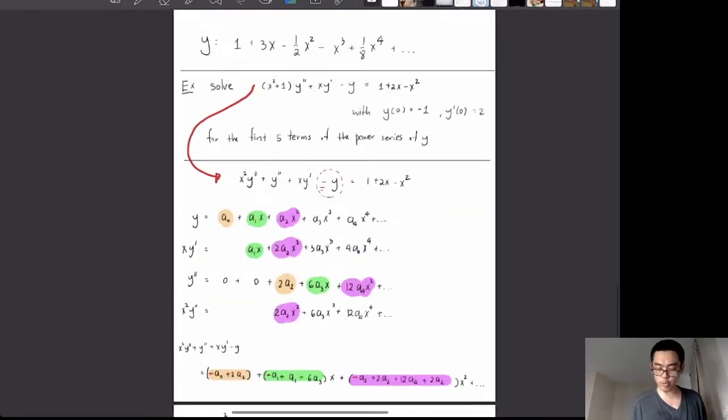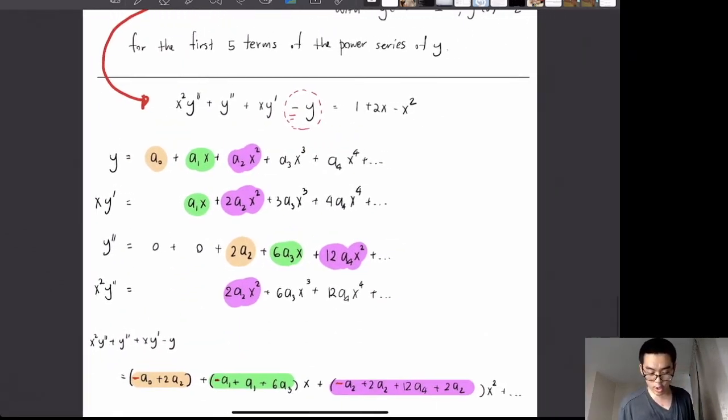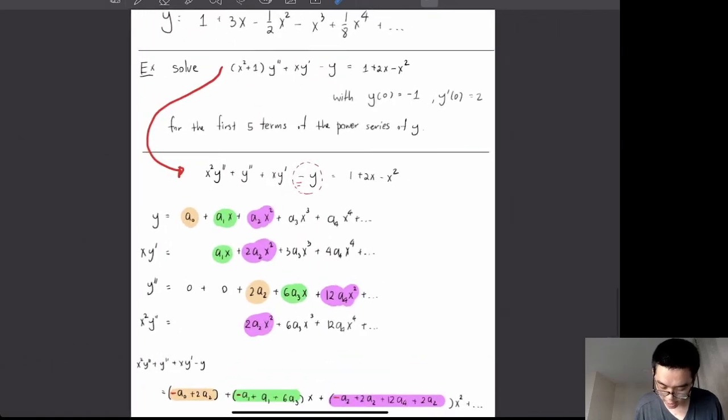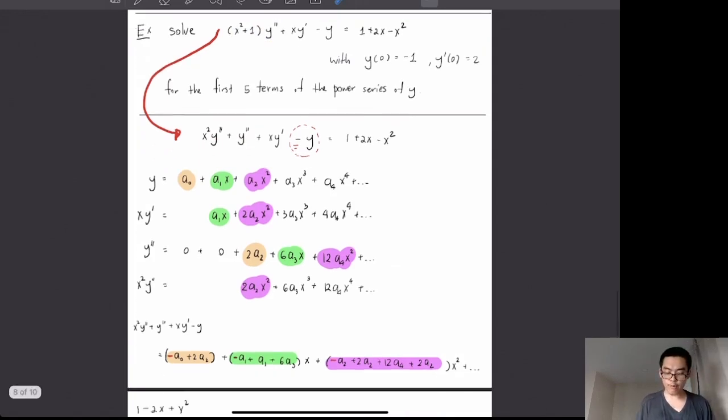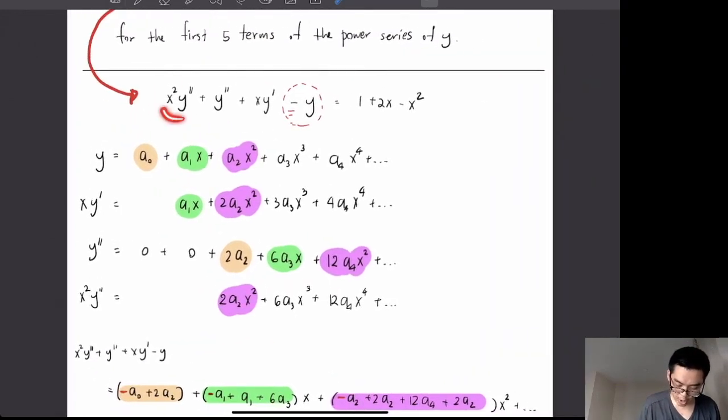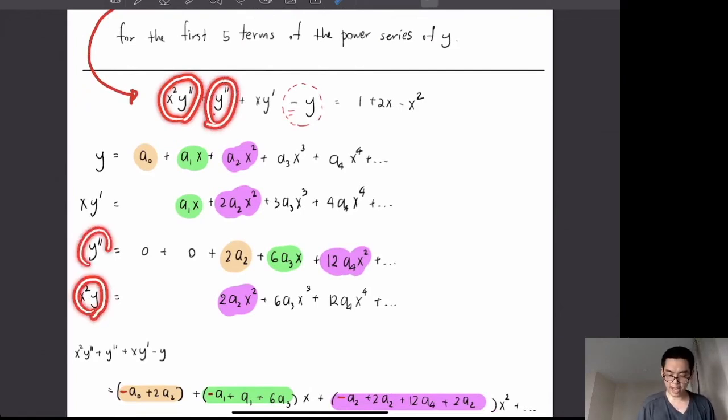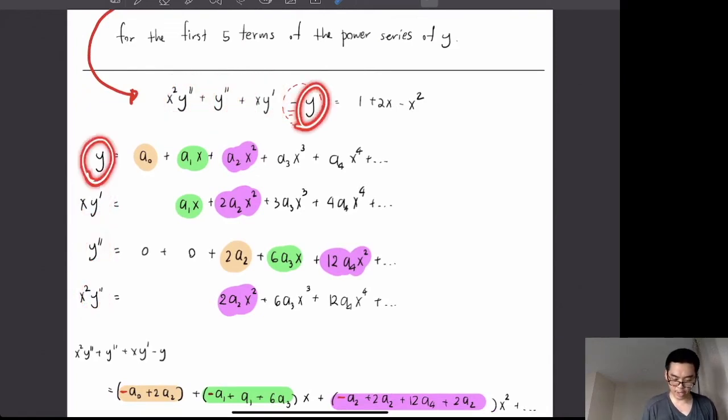So let me go through this really quickly, okay? So what do we do here? We have (x squared plus 1) y double prime, x y prime, minus y. First of all, I'm going to expand (x squared plus 1) y double prime as x squared y double prime and y double prime. And then you find the four terms. x squared y double prime is right here. y double prime is right here. x y prime is right here. And then y with the minus sign is right here. Don't forget the minus sign here.